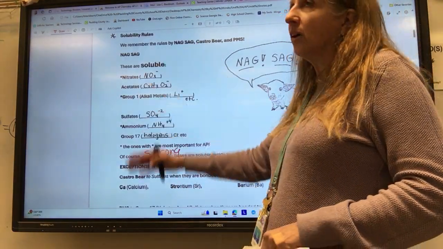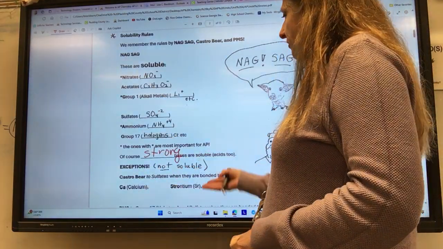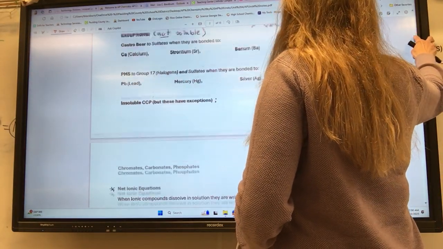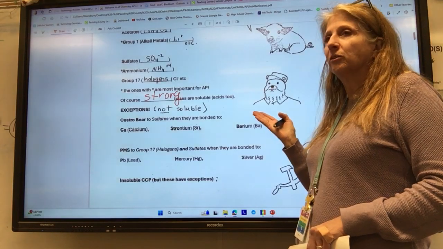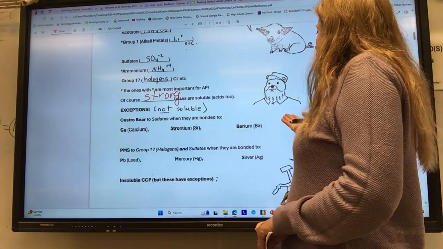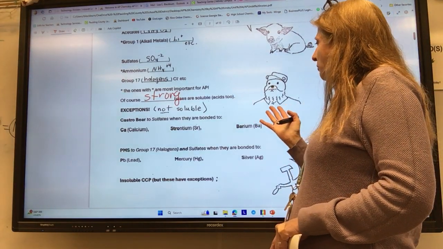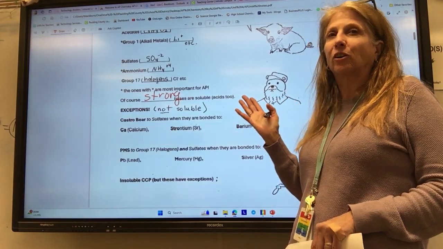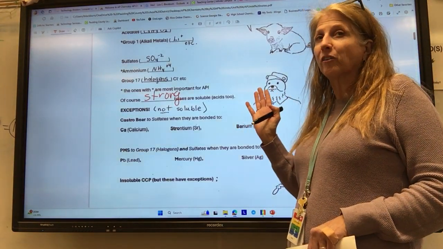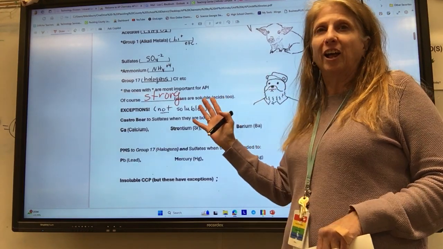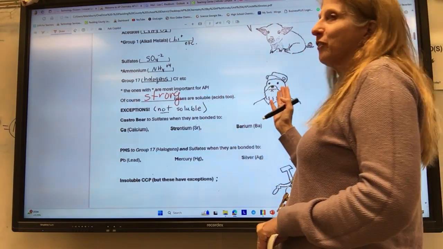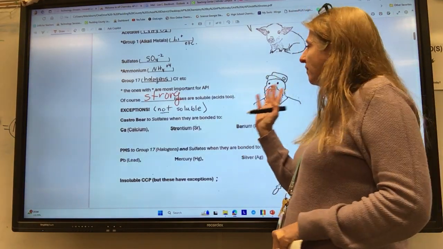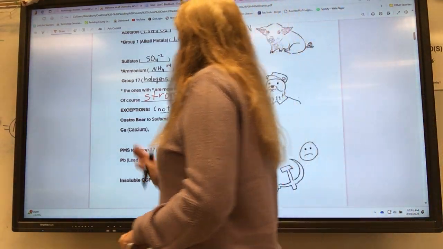The rules are NAGSAG. The exceptions are Castro Bear and PMS. So here I've got this little bear who's supposed to look like Fidel Castro, longtime dictator of Cuba. And my son Josh saw this and he said, "Mom, this can't be Castro because he's not smoking a cigar. He's always smoking a cigar in his pictures." I'm like, no, nobody can smoke anything in public high school. So you just have to imagine real Castro would be smoking a cigar, but this is not real Castro. This is Castro Bear.